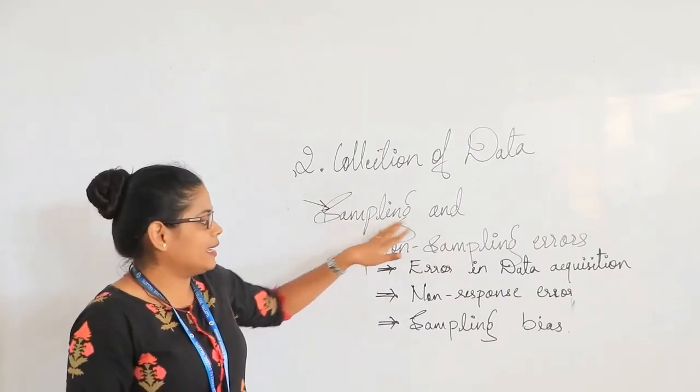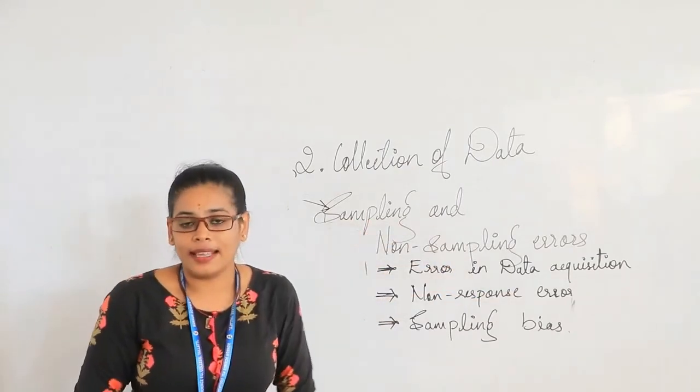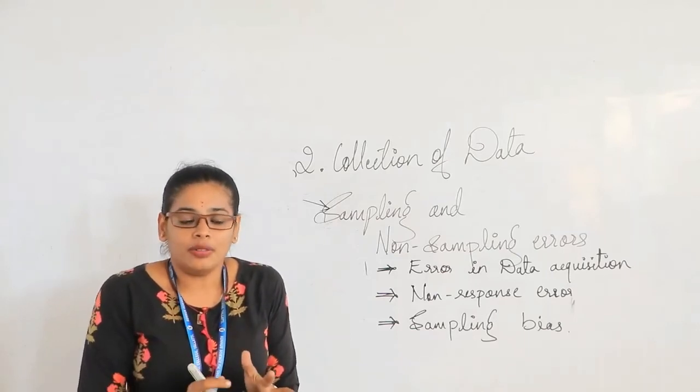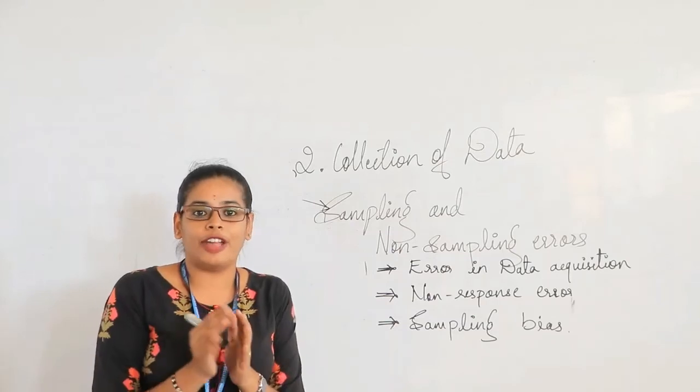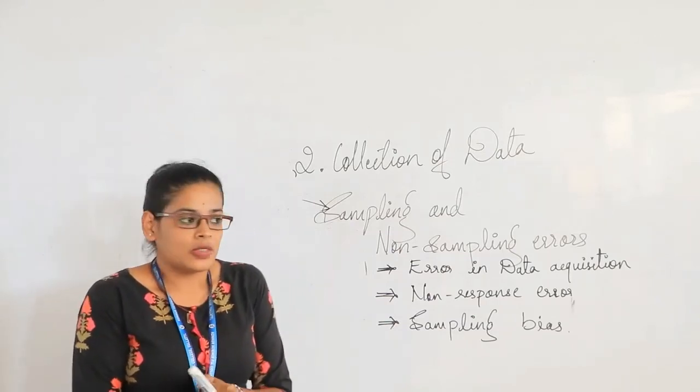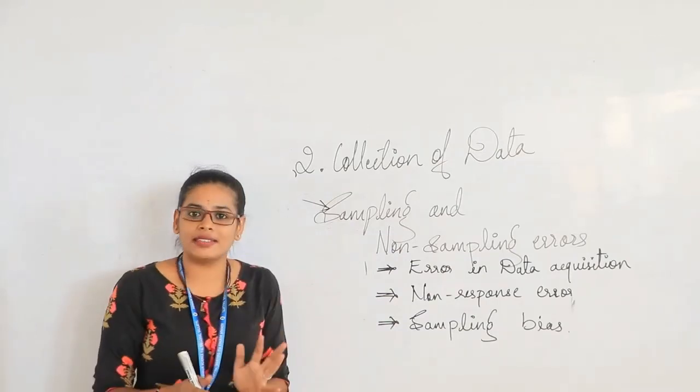So this is how there will be errors when we are collecting the data. One is the sampling error and second is the non-sampling error. This is how the data acquisition problem comes when we are conducting the surveys. So I hope this chapter is clear now.